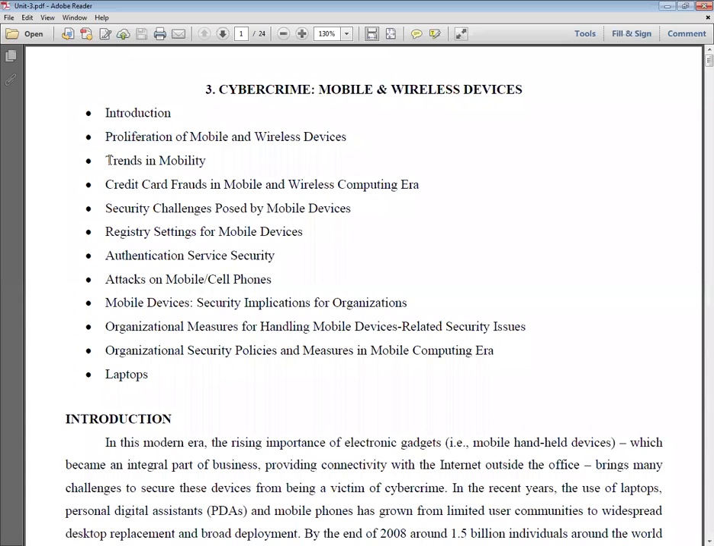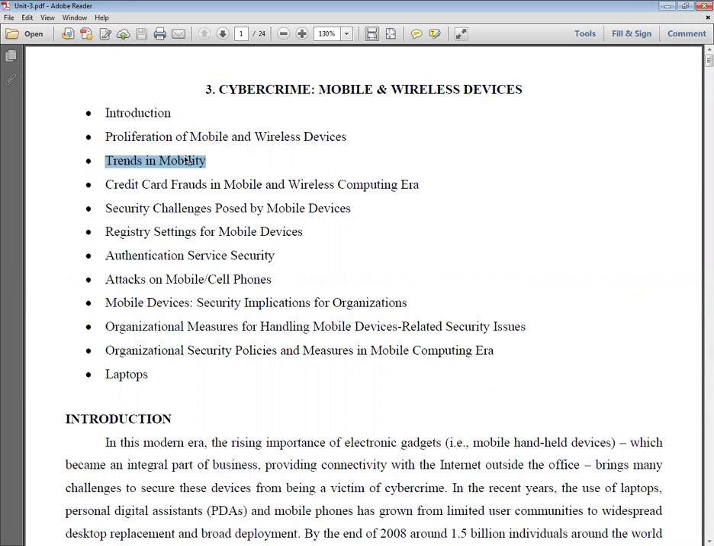Next, trends in mobility. What are the different types of trends available in mobile devices? And the next topic is credit card frauds in the mobile and wireless computing era. Even in this wireless era, we are still facing the problem of credit card frauds, which may be done not only manually by stealing the card, but also through mobile. Suppose we save our bank account number, bank passwords or credit card number in our mobile device. If our mobile is hacked, then the entire data will be distributed to all. There will be no privacy.